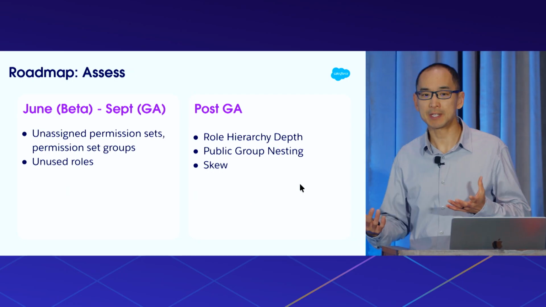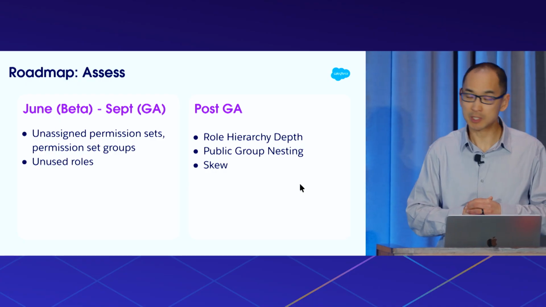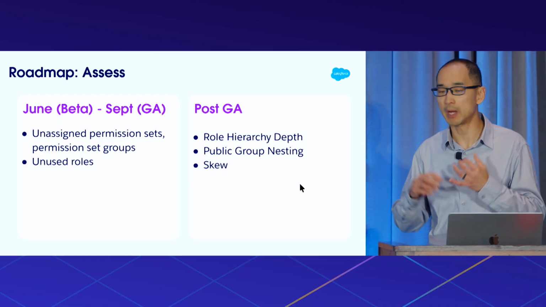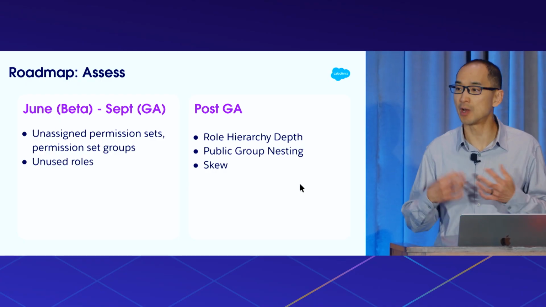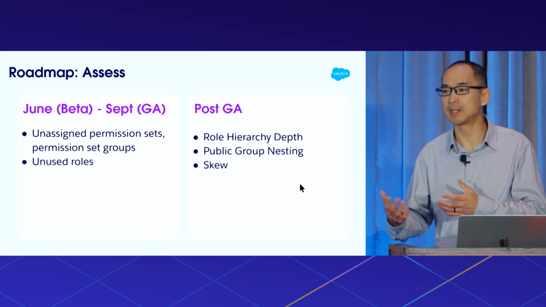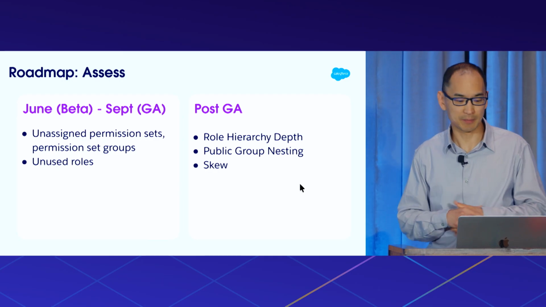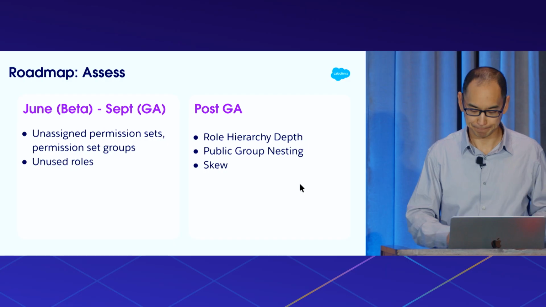And then from assessing, these are some examples of what's going to be available soon. Being able to tell you, hey, there's a bunch of unassigned permission sets or unused roles. And we have more ideas to help as we get toward GA and post-GA.